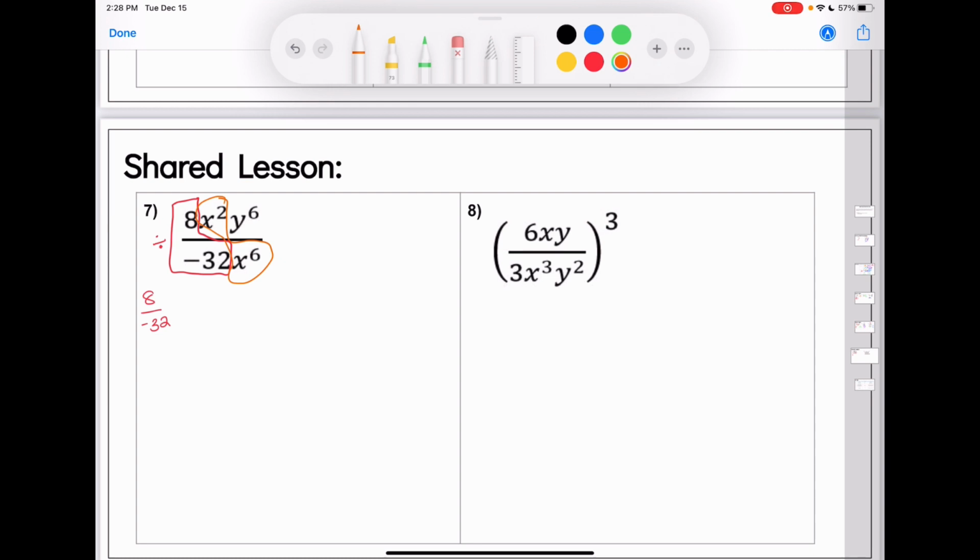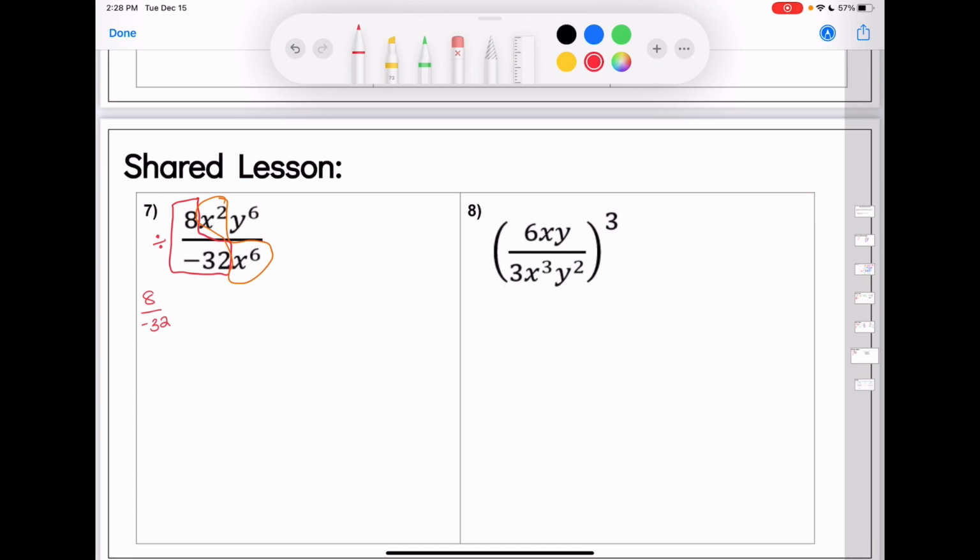All right, so first let's deal with our coefficients. 8 over negative 32. So you can think of that as 8 divided by negative 32. You can think of it as the fraction 8 over negative 32 and you want to reduce. It also works with our little trick where we do bigger divided by smaller and put the answer where the bigger number was, just like we do with our exponents. Works with dividing when we're dealing with fractions as well, as long as it divides out evenly.